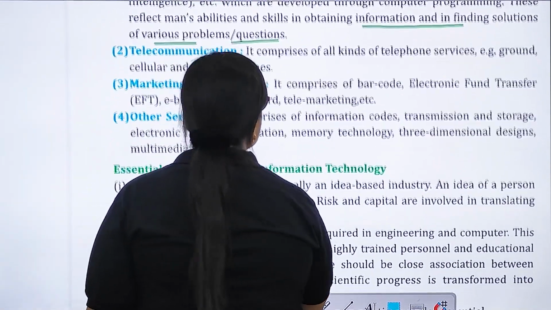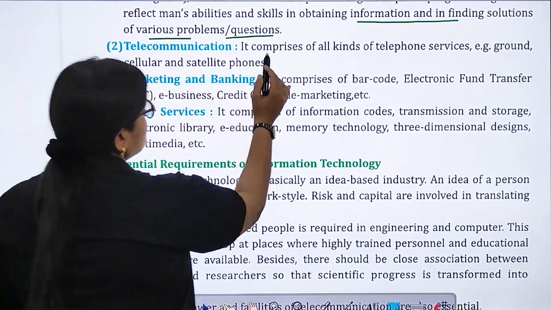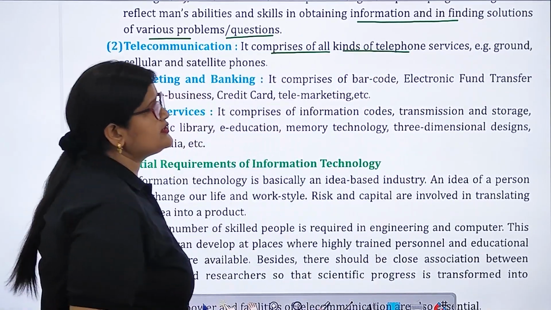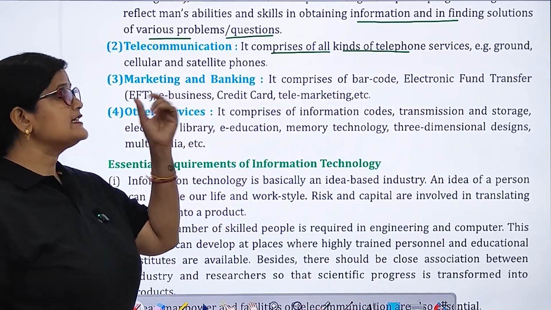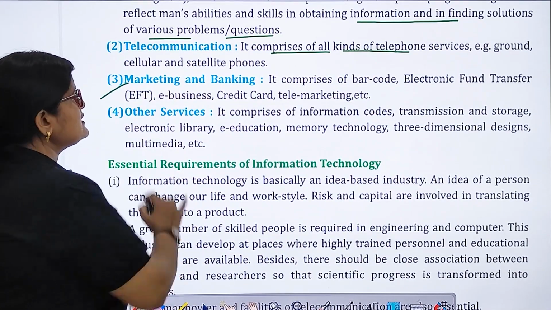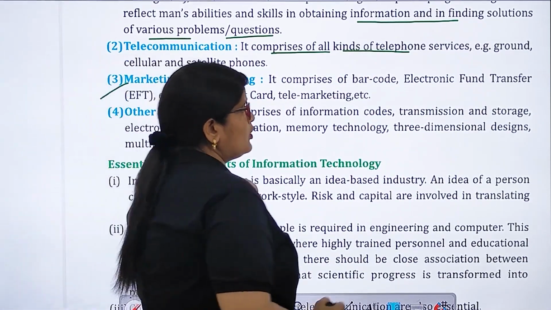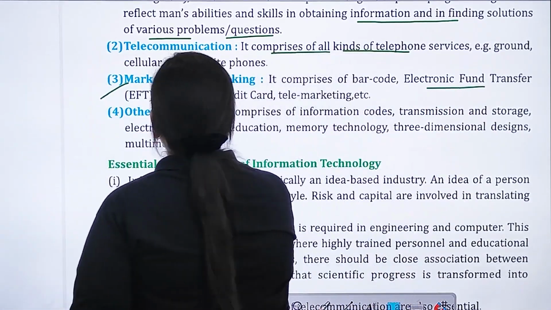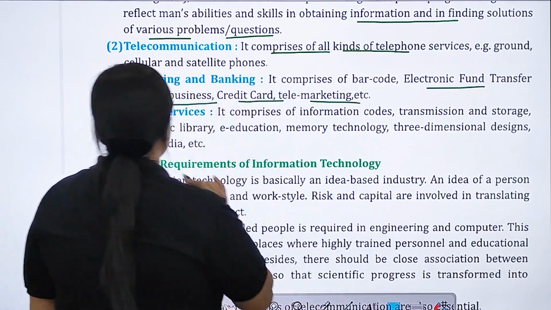Telecommunication. What is it? It comprises all kinds of telephone services, for example ground, cellular and satellite phones. Marketing and banking comprise barcode, electronic fund transfer, e-business, credit card, telemarketing, etc.